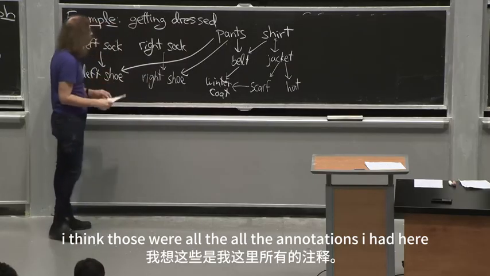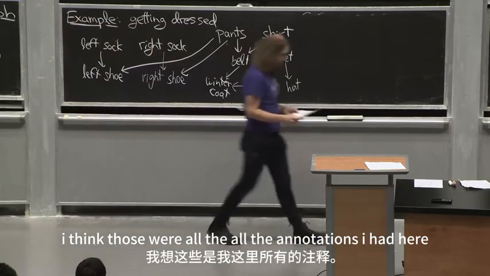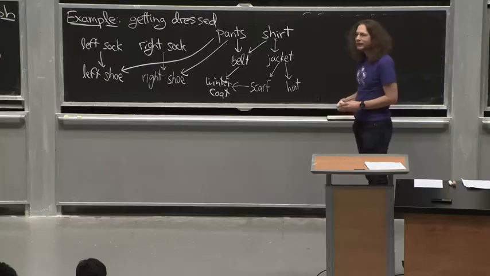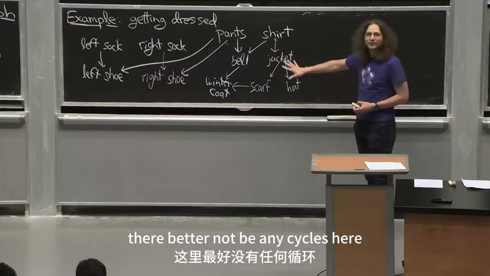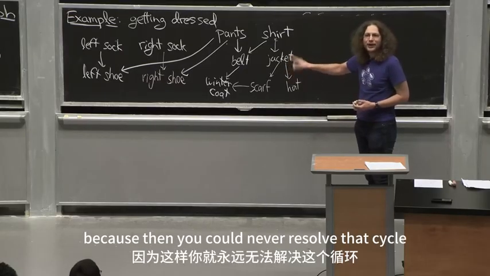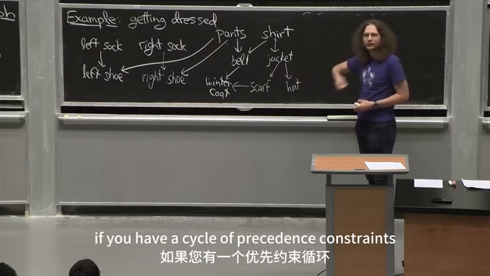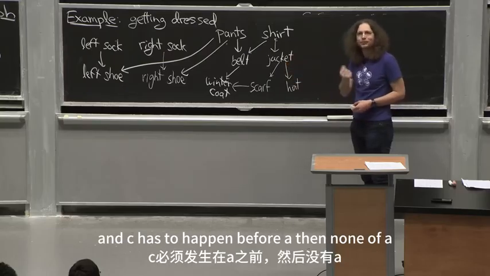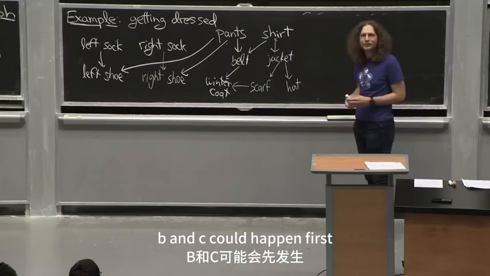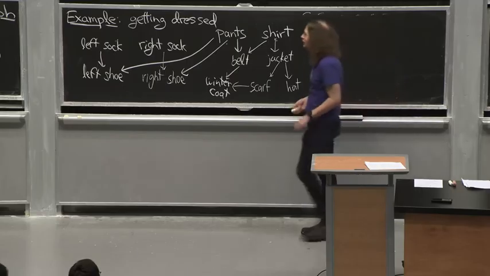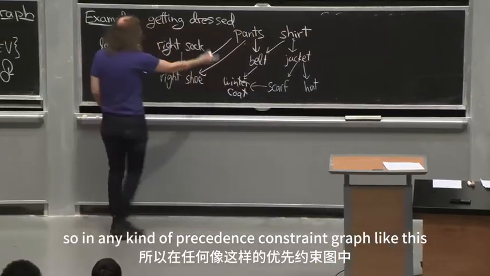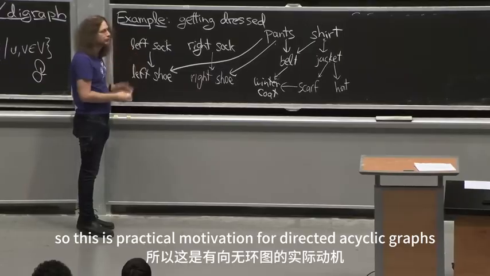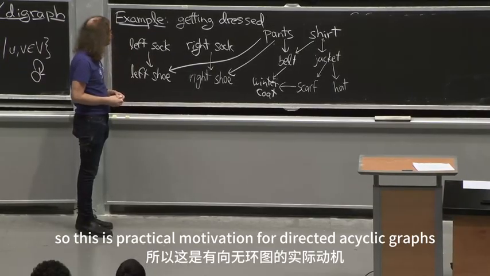I think those were all the annotations I had here. And now you'd like to find a valid ordering. If you want to find a valid ordering, there better not be any cycles here, because then you could never resolve that cycle. If you have a cycle of precedence constraints, and A has to happen before B, B has to happen before C, and C has to happen before A, then none of A, B, and C could happen first. So that would be bad. So in any kind of precedence constraint graph like this, you want to have no cycles. So this is practical motivation for directed acyclic graphs.